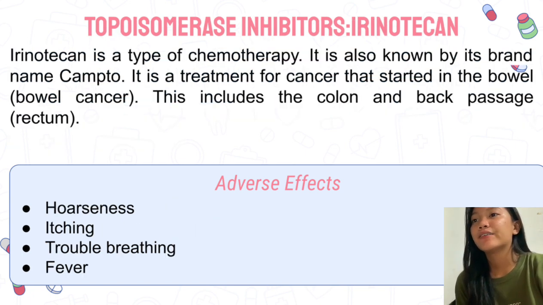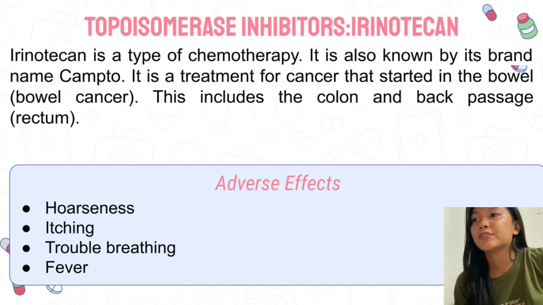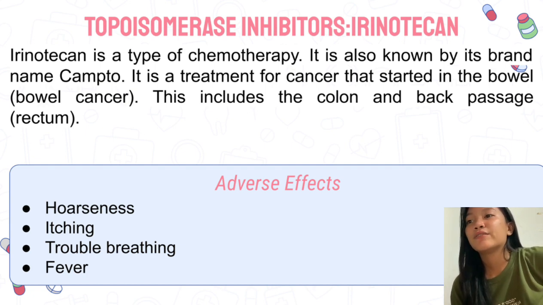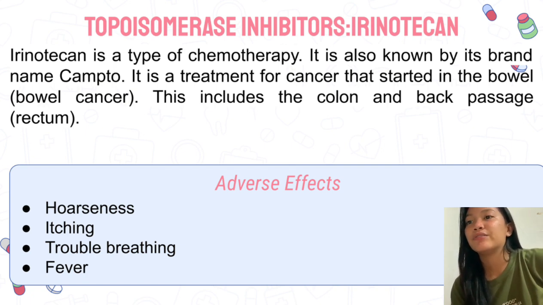Next is the irinotecan drug. Irinotecan is a type of chemotherapy. It is also known by its brand name Camptosar. It is a treatment for cancer that started in the bowel, or bowel cancer. This includes the colon and the back passage, or the rectum. The adverse effects of irinotecan are hoarseness, itching, trouble breathing, and fever.